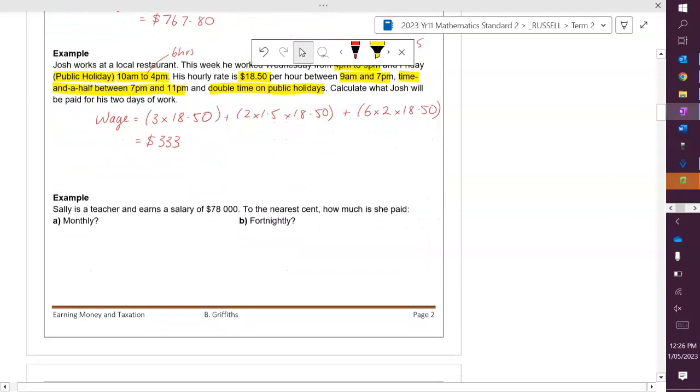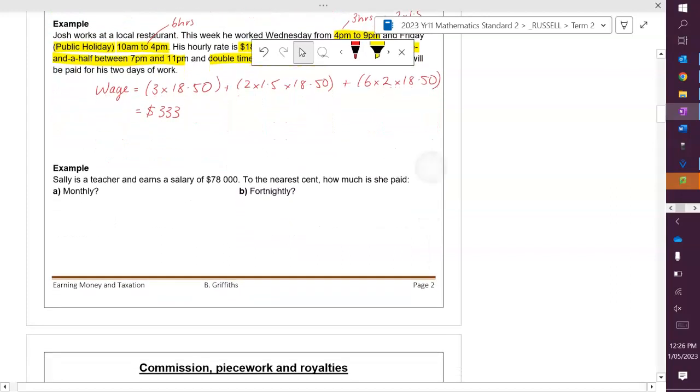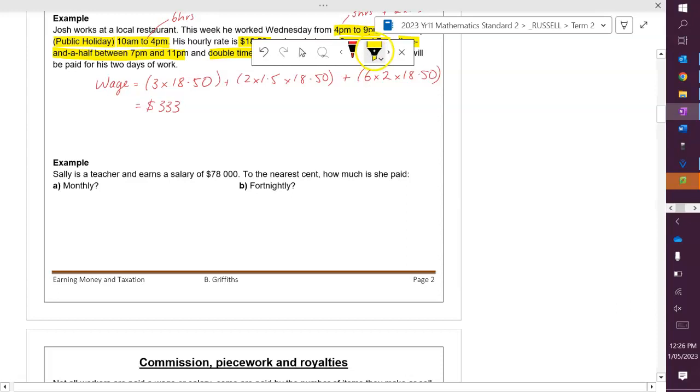And our last example is that Sally is a teacher and earns a salary of $78,000. To the nearest cent, how much is she paid? If it's monthly, we know there are 12 months in a year. So it would be 78,000 divided by 12. That means she would get roughly, to the nearest cent, $6,500.